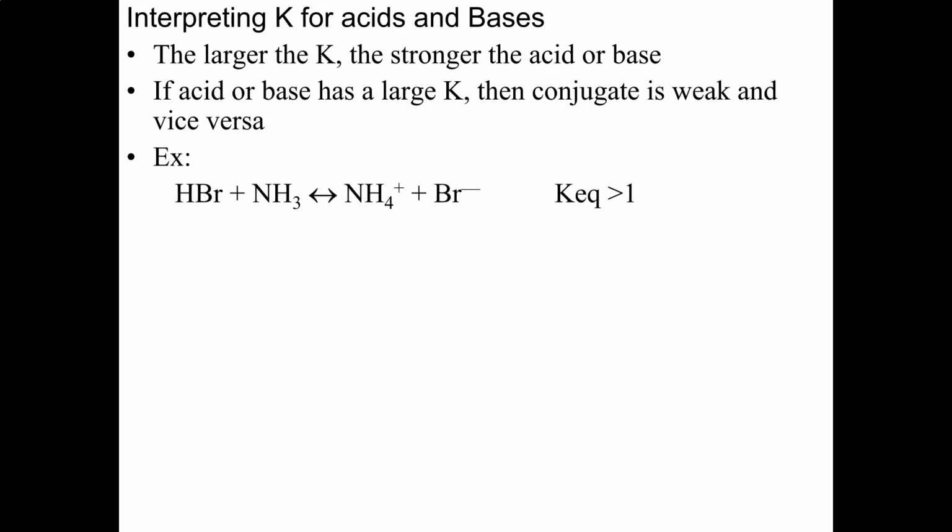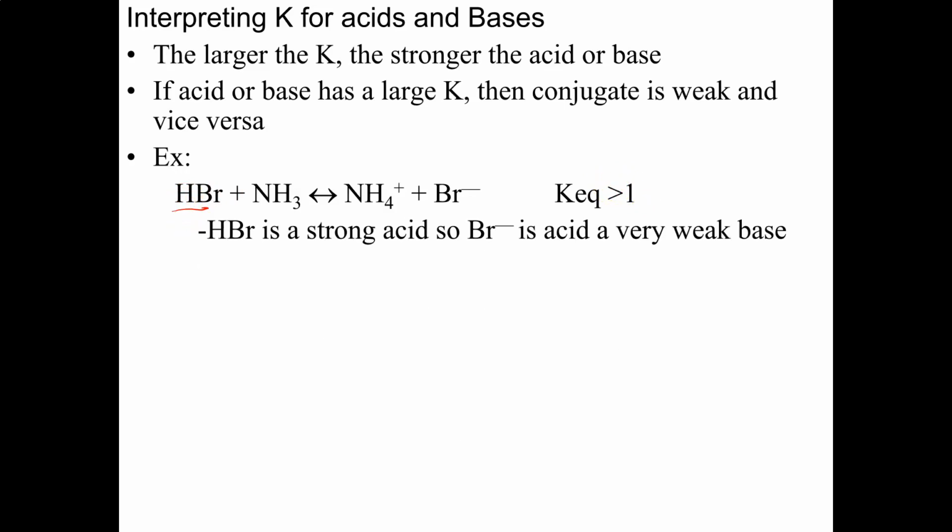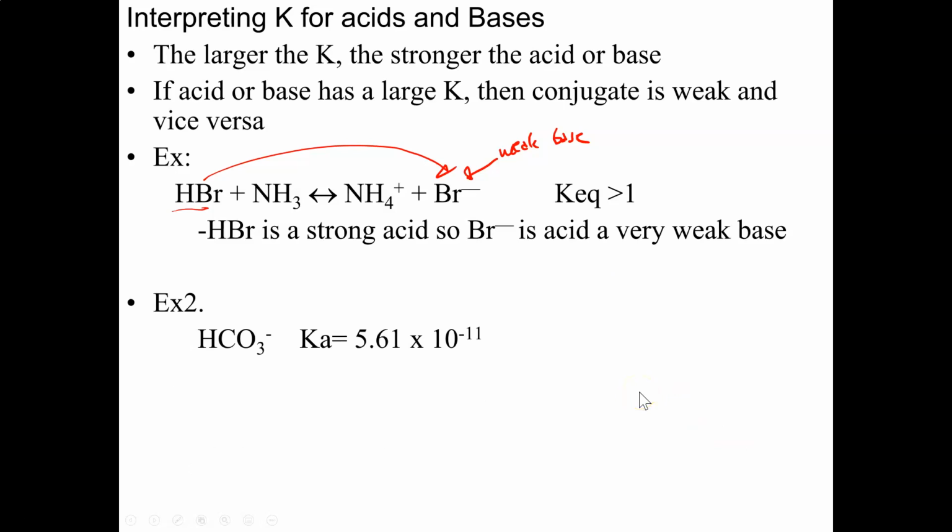So this K is greater than 1. So we could assume that this, and we know this is a strong acid anyways, right? So this implies that this reaction favors the product side. Okay, wonderful. So if HBr is a strong acid, then its conjugate, which is this, will be weak. It's a weak base, right? Because remember, it's a conjugate base. Then if you compare that with a different reaction, actually, let's mention one more thing about this.